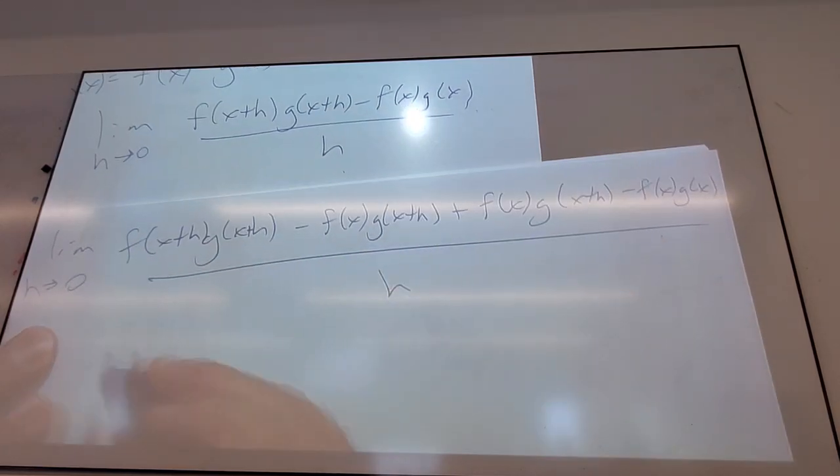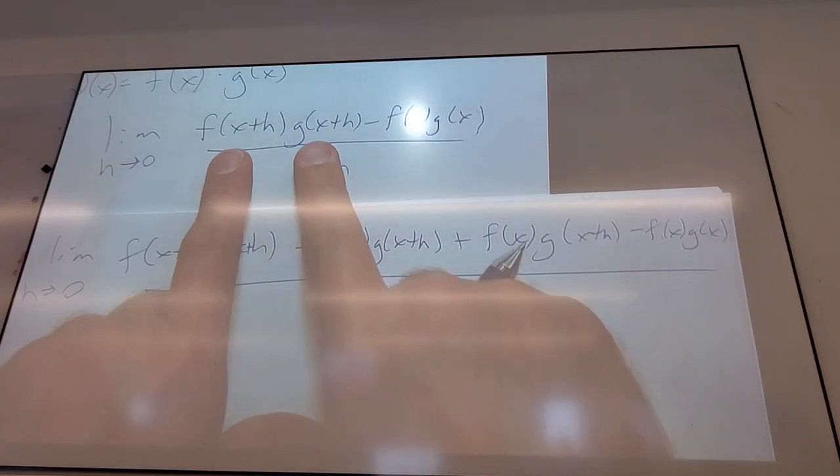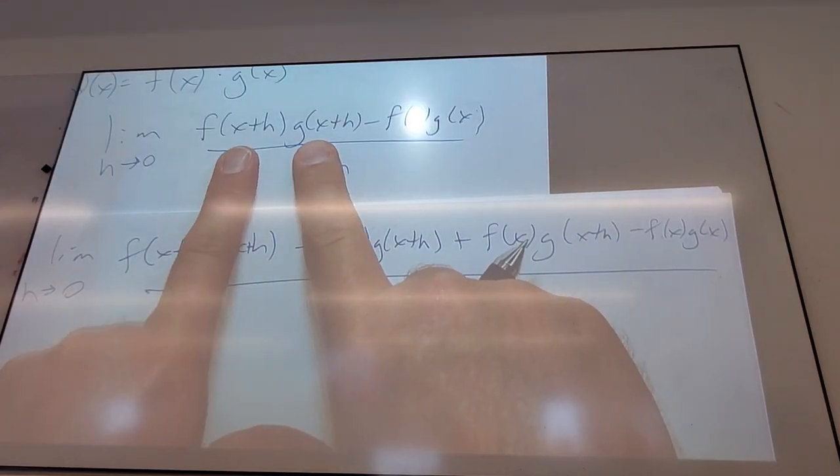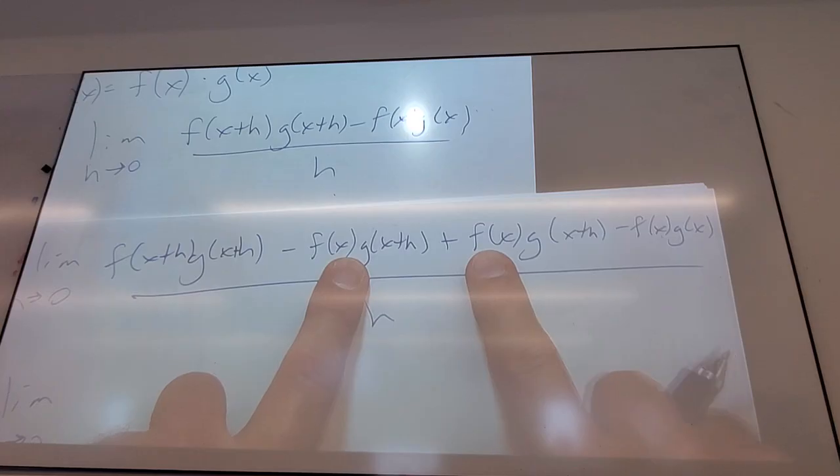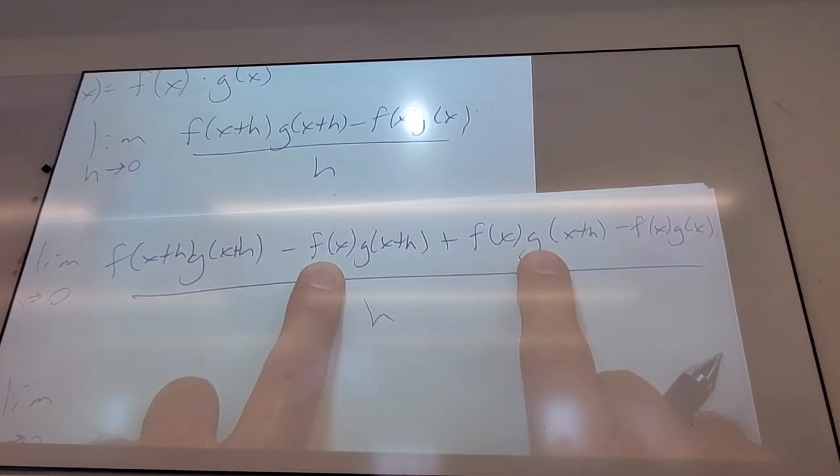I'm going to kind of split this up. I really want you guys with me. That's there, yes? That's there? That's there, yes? What I put in the middle: minus something plus the same thing. So did I just change anything?